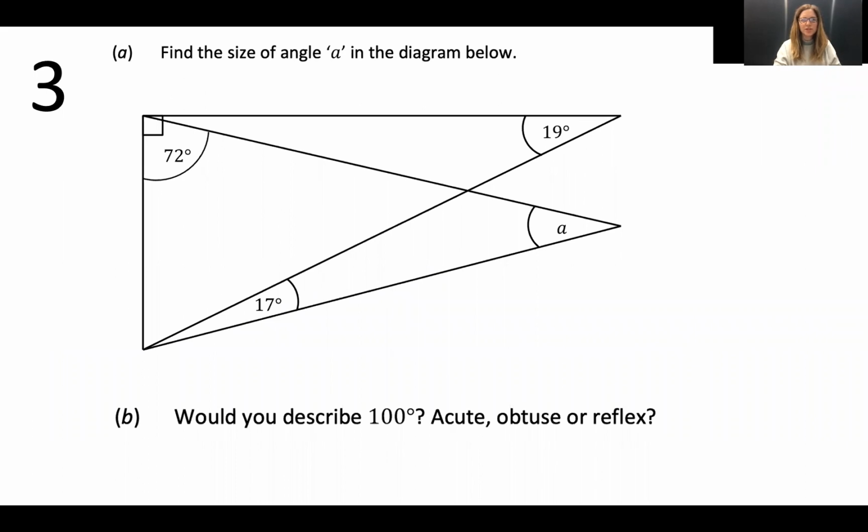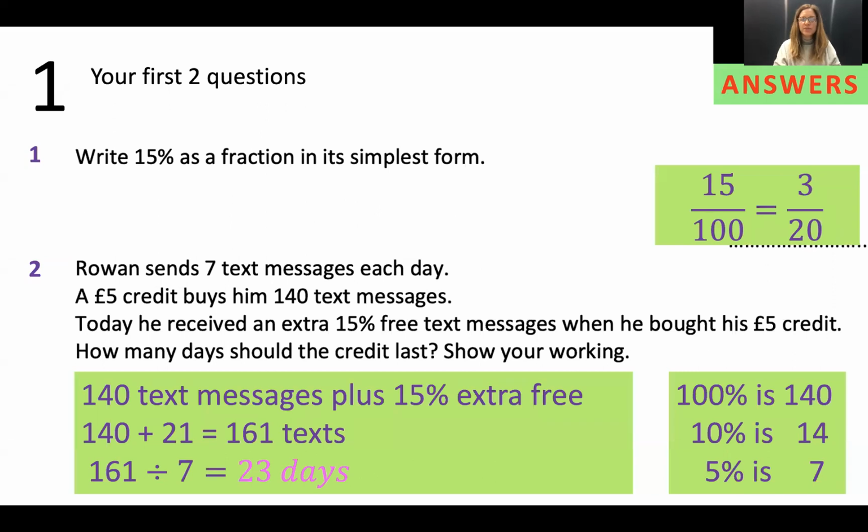So, first question. Okay, so 15% means out of 100. So 15 out of 100, I can write as a fraction, 15 over 100. And I know that 15 and 100 are both divisible by 5. They're both in the 5 times tables, and they have 5 as their highest common factor. So 15 divided by 5 gives me 3. 100 divided by 5 gives me 20. So my fraction is 3/20.